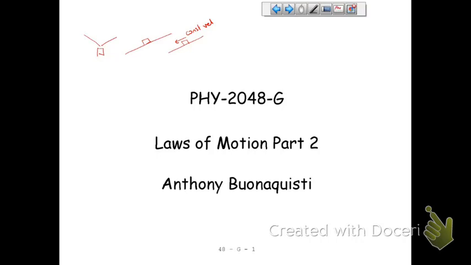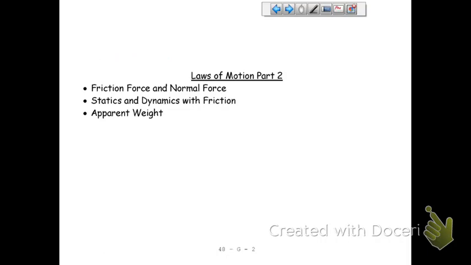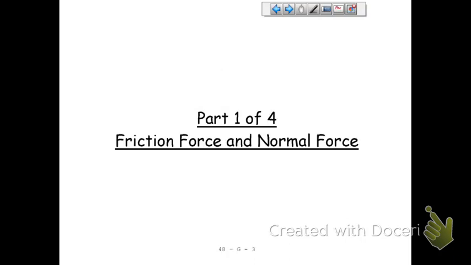It's about not accelerating. Now, the problem with these latter two examples is that we don't really have the vocabulary and the math underpinning to be able to do these things, because there's going to be friction involved in these two. So we need to learn a little bit about friction. We start off by talking a little bit about friction and the normal force, and then we start talking about statics and dynamics with friction, and then we'll go on.